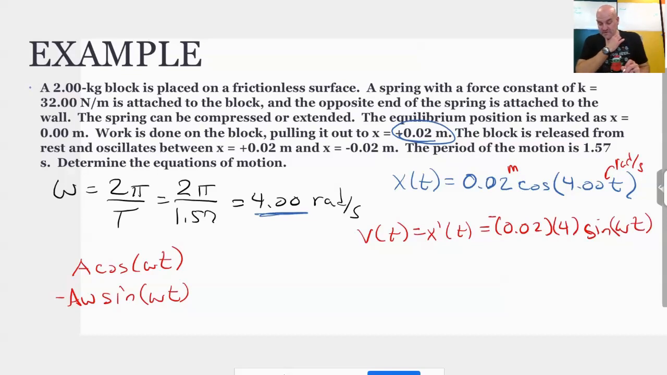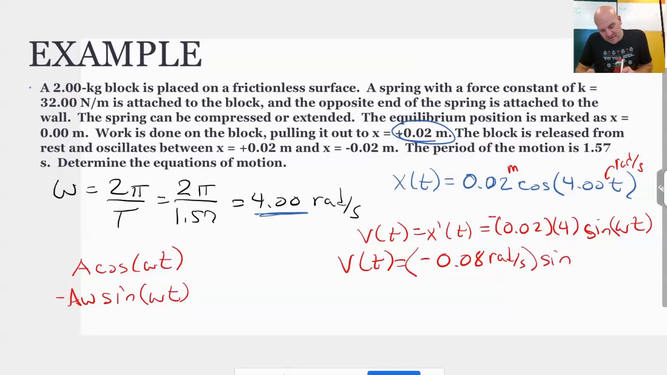So all I need to do now is multiply. I wrote the wrong value. So 0.02 times 4. So it's going to be v of t equals negative 0.08. Now the unit becomes meters per second because that actually is our maximum velocity, right? Sine omega t. Okay. Oh, I know what omega is, so I can go back and plug that in. So that's going to be 4.00 radians per second t, right?